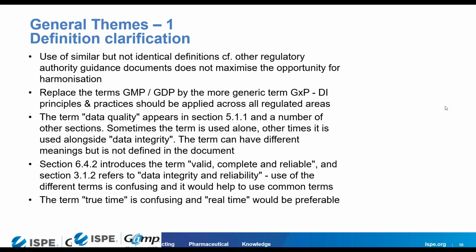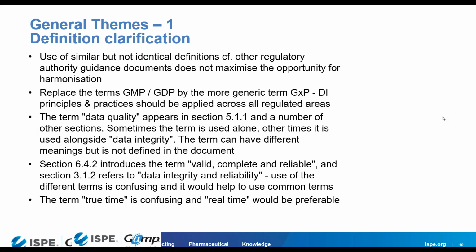This is a specific comment, just to give you an example of the sort of thing that comes back. The term data quality appears in section 511 and a number of other sections, but sometimes the term is used alone, other times it's used alongside data integrity, so you'd get the phrase data quality and data integrity. The problem is that the term can have different meanings, but it's not defined in the document. So that's an example of how they could improve the clarity.